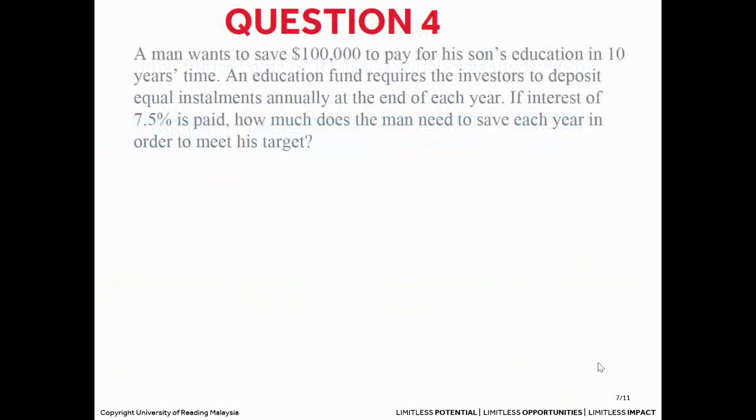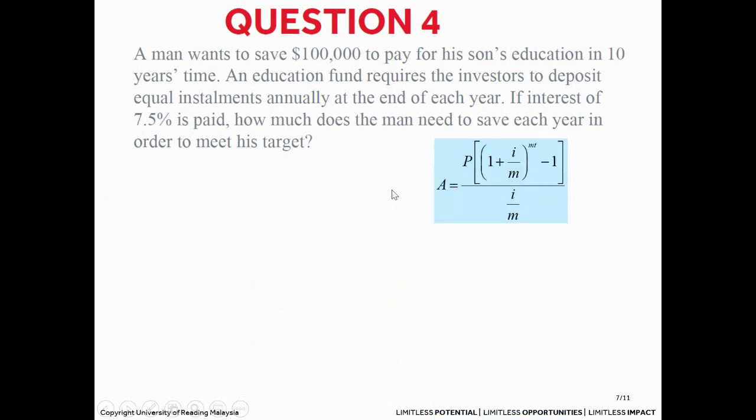We look at another example. A man wants to save 100,000 to pay for his son's education in 10 years' time. An education fund requires the investor to deposit equal installments annually at the end of each year. If interest of 7.5% is paid, how much does the man need to save each year in order to meet his target? When you read the question carefully, you see that the man needs to put in the same amount annually. So this is an annuity question.